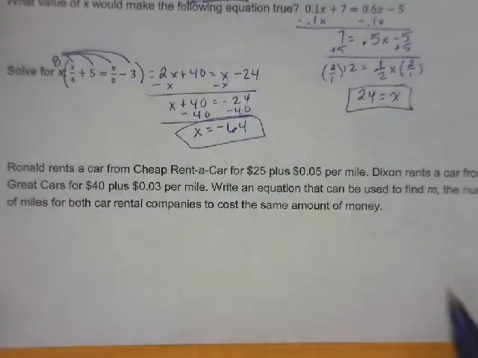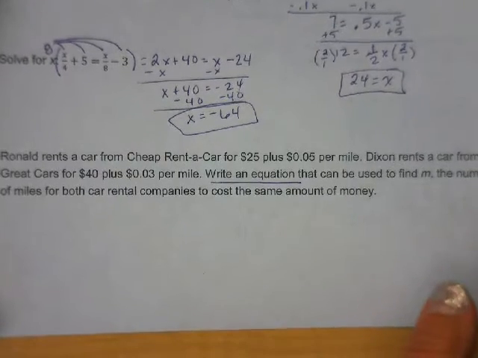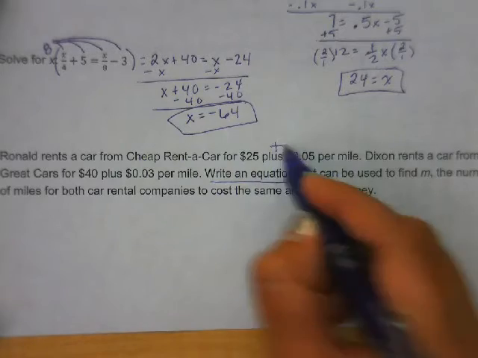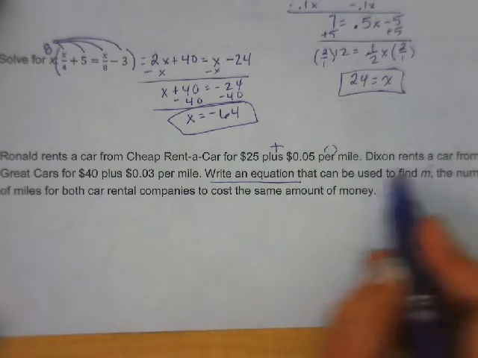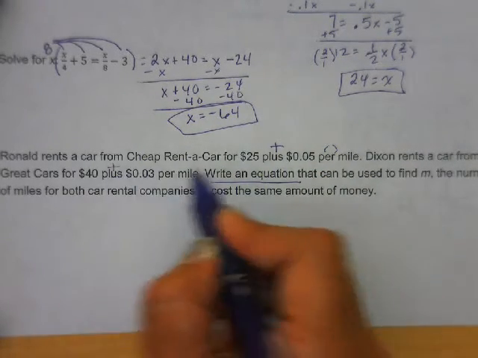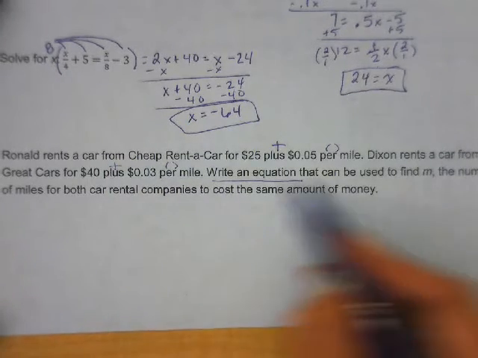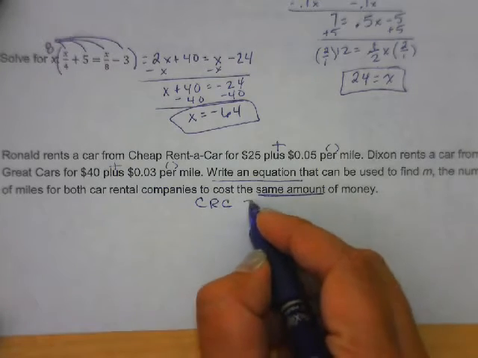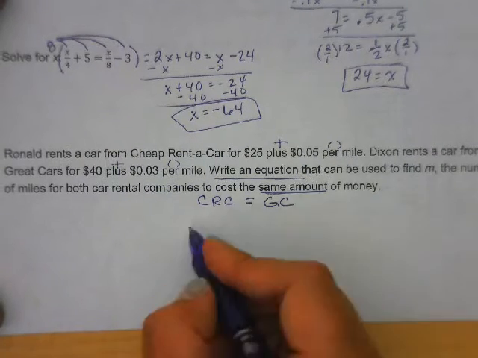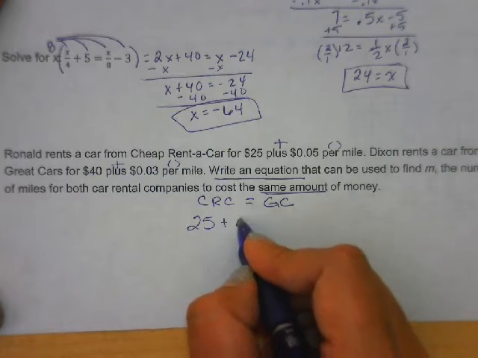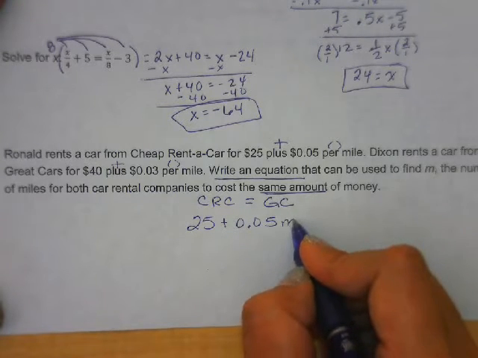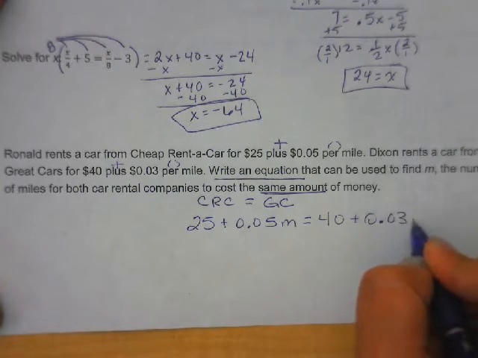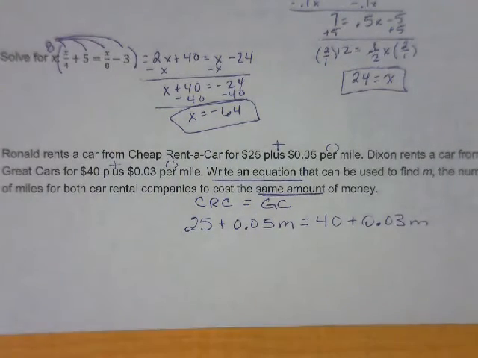This one, all you had to do was write an equation. I'm going to assume most of you probably solved it, but you only needed to write it. Cheap rent-a-car, $25 plus 5 cents a mile. Dixon rents a car from Great Cars, $40 plus 3 cents per mile. Write the equation, find the number of miles. Both companies are the same. So I have cheap rental car needs to be equal to Great Cars, and we're going to just write our expressions. 25 plus 5 cents m, or whatever variable you're using, is equal to 40 plus 3 cents m. All you had to do was write this one.